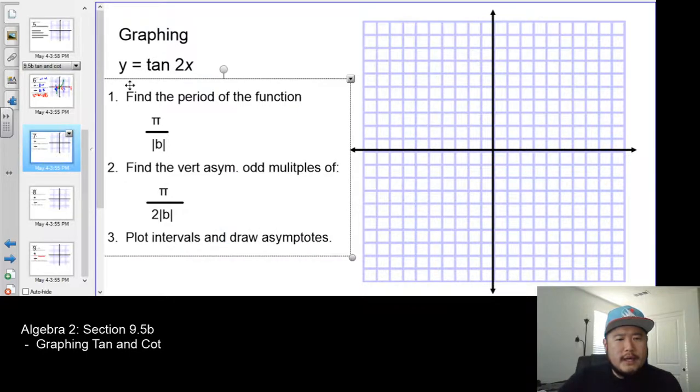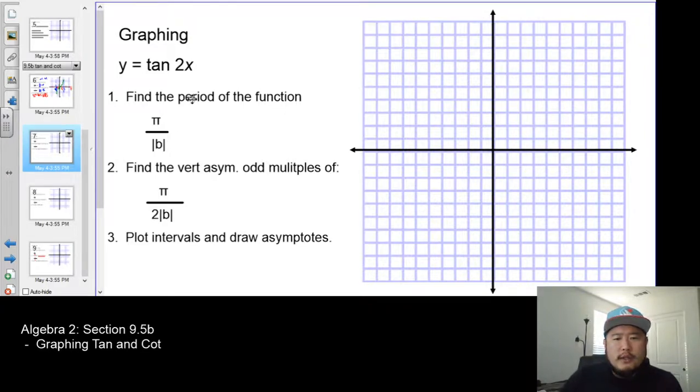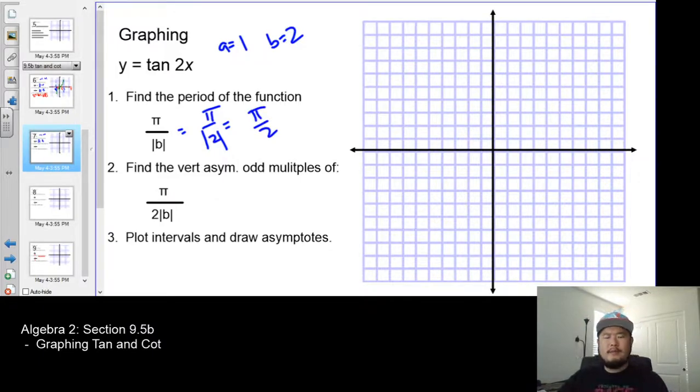We could go ahead and try this problem right here, dealing with tangent 2x. So we're going to go ahead. A is 1, b is equal to 2. Next up, we want to find the period of the function. And so that will be right here. We take pi, divide that by absolute value of 2, and we got ourselves pi over 2. That is the period of the function.